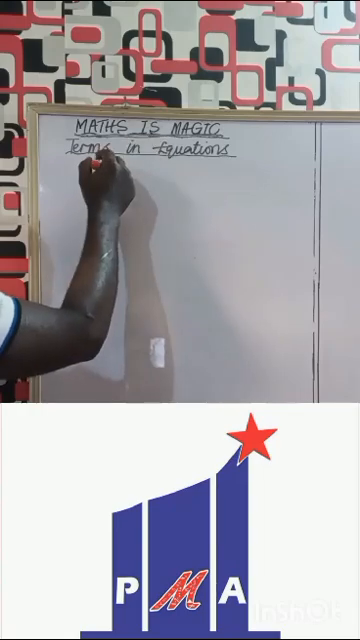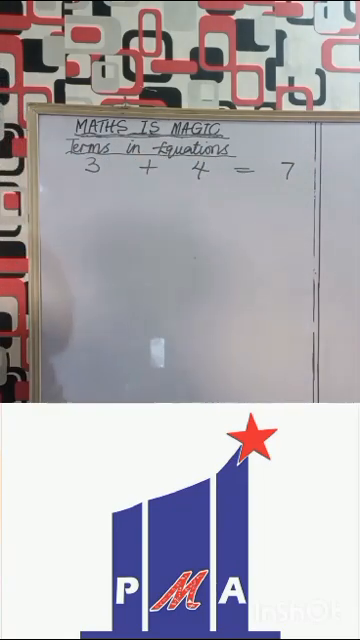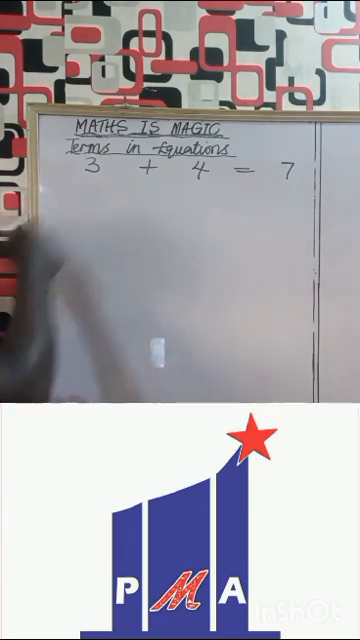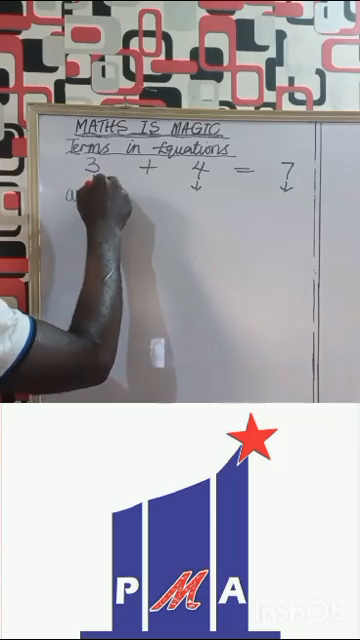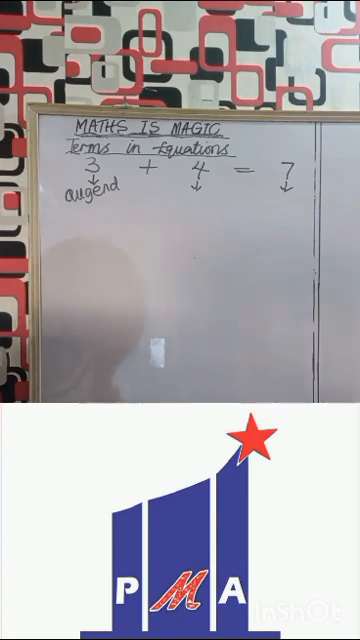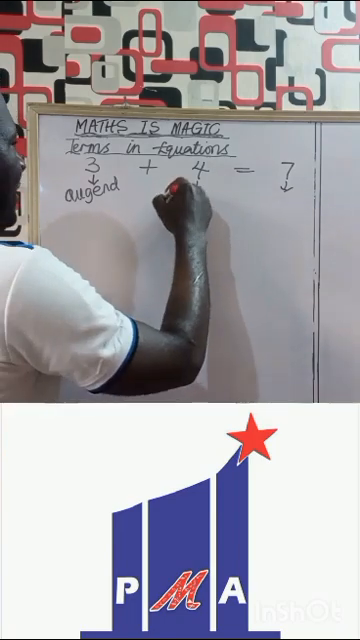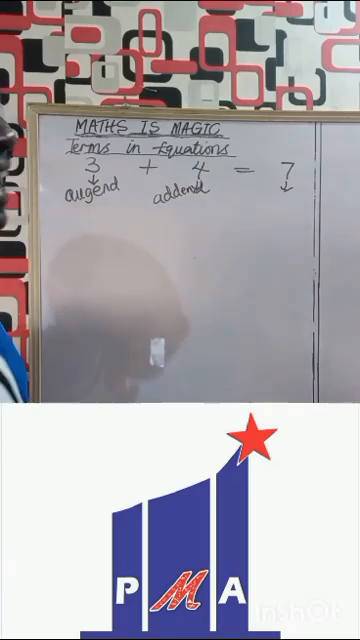For the first one, let's do the general: 3 plus 4 equals 7. What are the terms in this equation? The name for this number is called the augend, and this is called the addend.